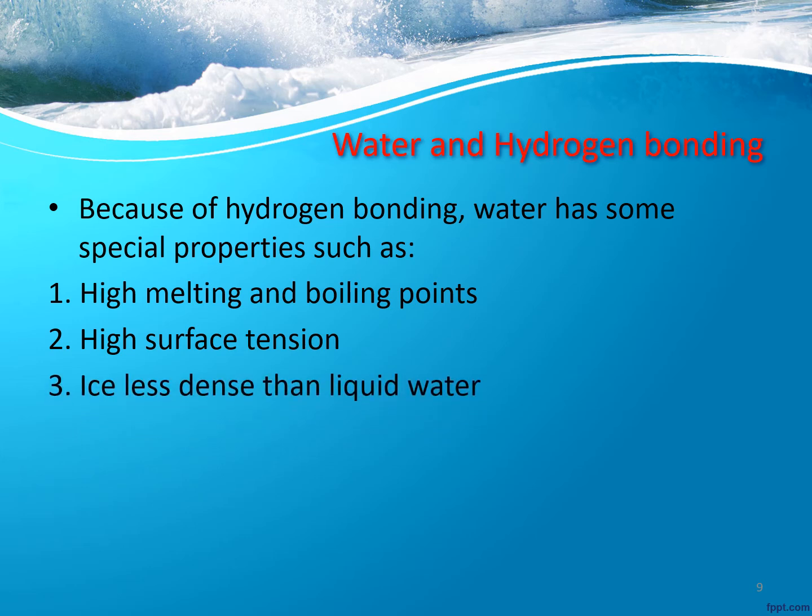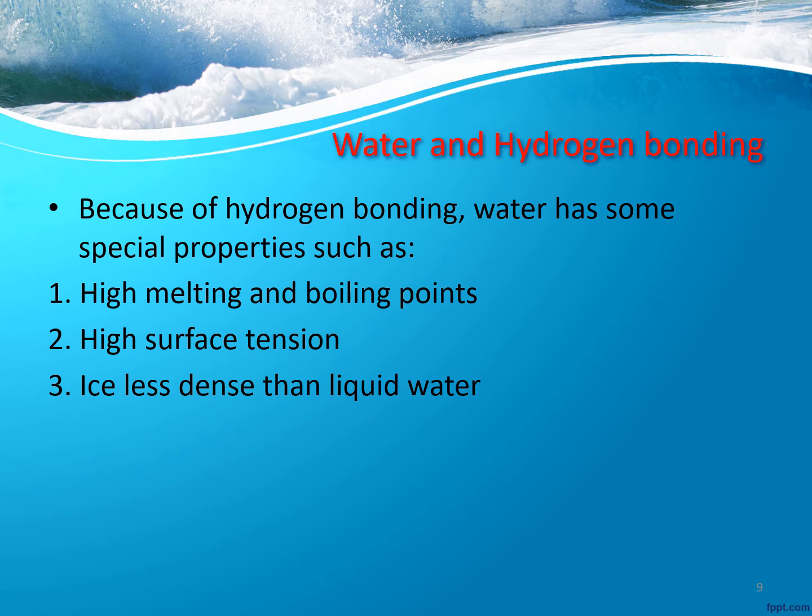Ice is less dense than liquid water. Why is it like this? It's because when liquid water is freezing, because of the hydrogen bonding, the molecules cannot get as close as in other substances. And in that case, some empty spaces will be left between the molecules of water when they are forming ice. And because of those empty spaces, the volume of ice increases while its mass doesn't change.